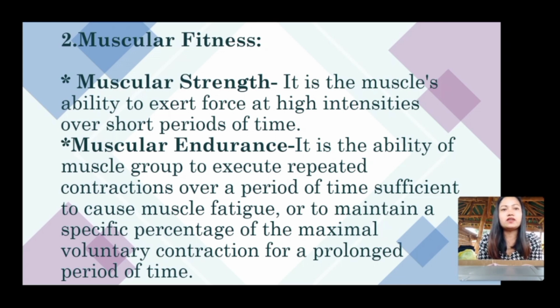And the second is the muscular endurance. It is the ability of a muscle group to execute repeated contractions over a period of time sufficient to cause muscle fatigue or to maintain a specific percentage of the maximal voluntary contraction for a prolonged period of time. And we have also example exercises of muscular endurance: long distance running, cycling, swimming, or body weight exercise. Those are the example exercises of muscular endurance.